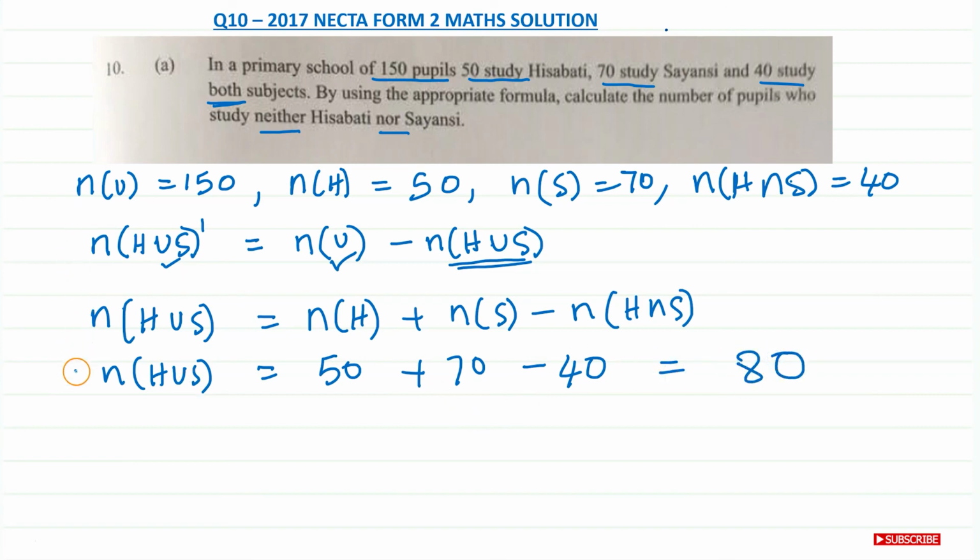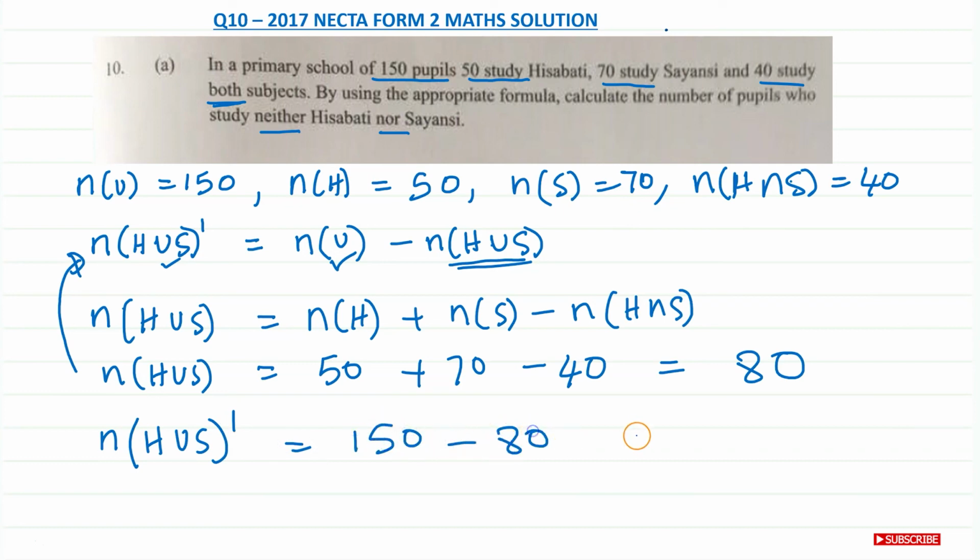Now we can go back and use our formula here. So the number of students who are not taking these two subjects, H union S complement, is going to be equal to 150 take away 80, which is equal to 70 pupils.